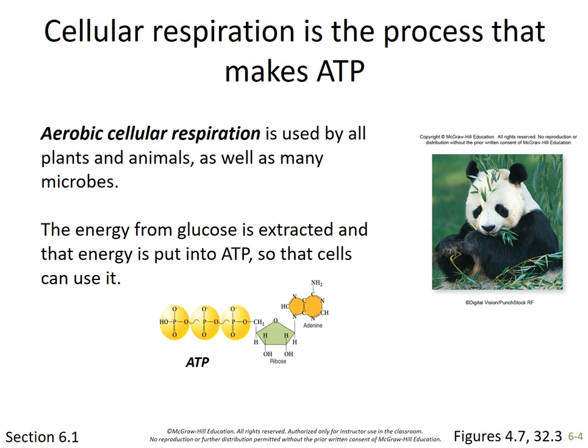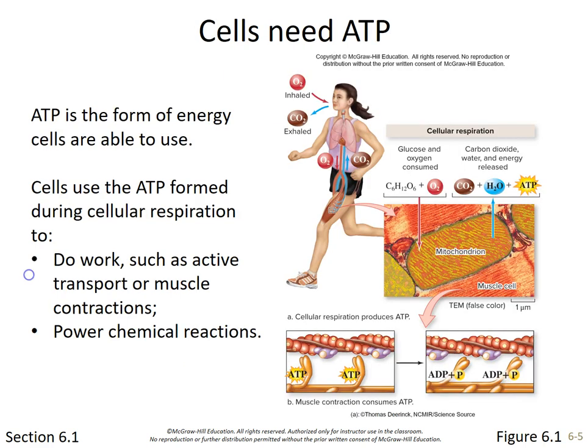Aerobic cellular respiration is used by all plants and animals, as well as microbes. Aerobic means in the presence of oxygen. Energy from glucose is extracted, and then that energy is put into ATP. Cells use that ATP for various processes. Cells use ATP formed during cellular respiration to do work such as active transport, to move molecules against a concentration gradient, and power chemical reactions.